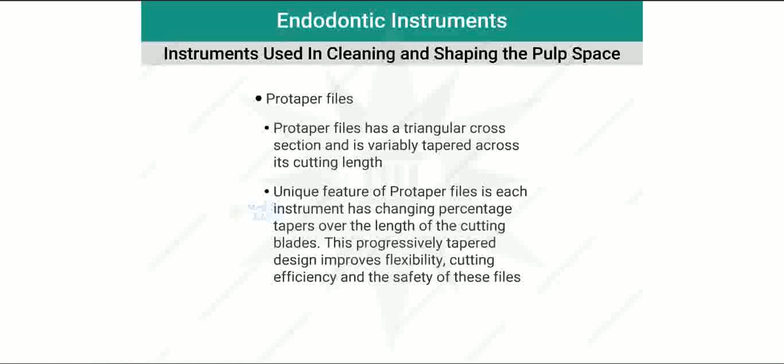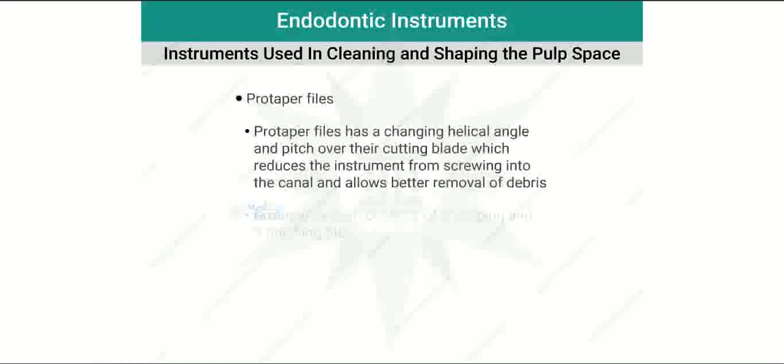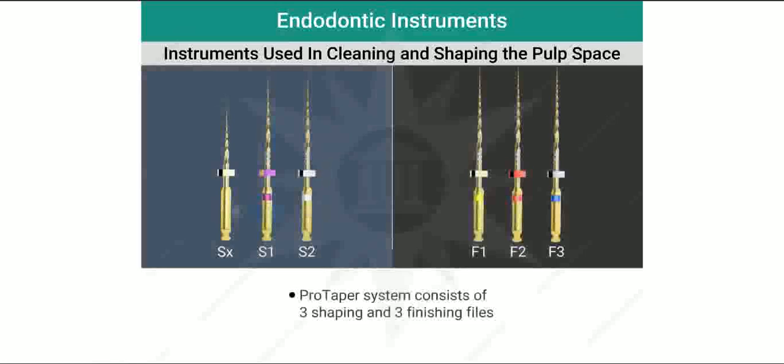ProTaper files have a changing helical angle and pitch over their cutting blade, which prevents the instrument from screwing into the canal and allows better removal of the debris. ProTaper system consists of 3 shaping files and 3 finishing files. As you can see in the diagram, they consist of 3 shaping and 3 finishing files. Shaping files include SX, S1 and S2, and the finishing files are F1, F2, F3.